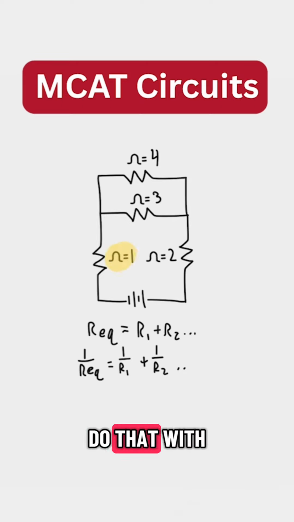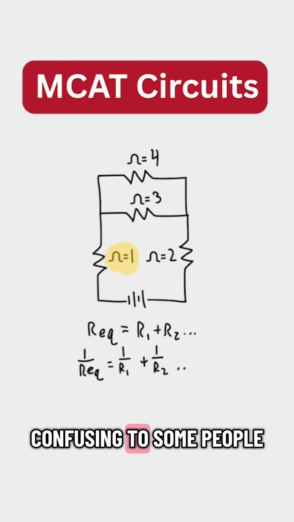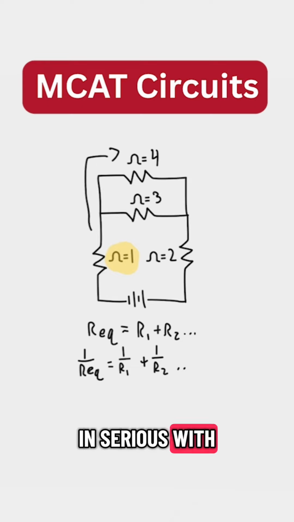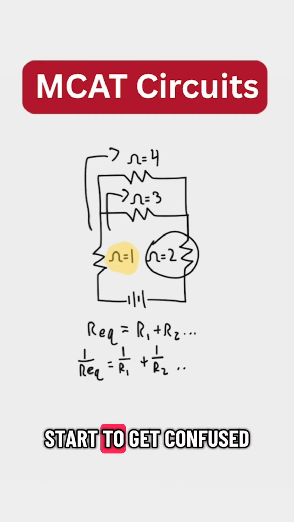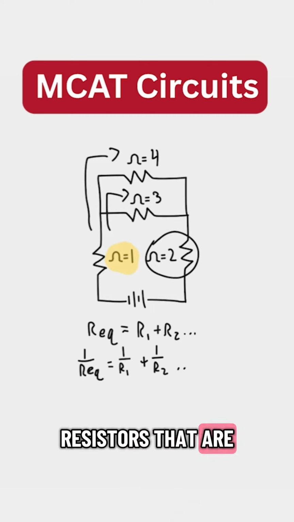For example, if you tried to do that with this resistor here, it can be confusing to some people because they might say that it's in series with this one, but it's also in series with this one. Some other people might think that it's in parallel with this one right here. My recommendation is that anytime you start to get confused, look for other resistors that are simpler to think about.